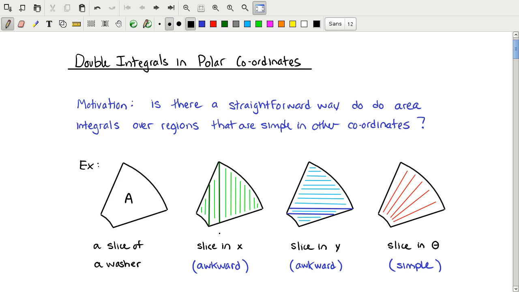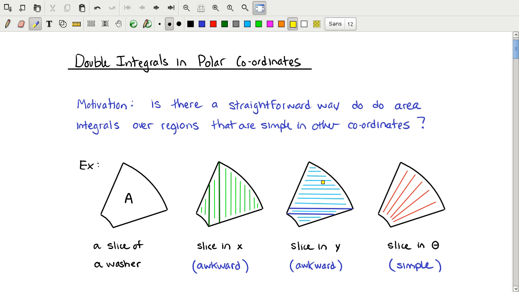If we had to slice in X, creating vertical slices, that would be awkward because we'd have to divide the domain into 3 pieces. We have this piece where the domain consists of this top function and this bottom function. But then in this middle region, the bottom function changes while the top stays the same. And in this third region, the top function changes and the bottom function stays the same. And the story is the same if we slice in Y.